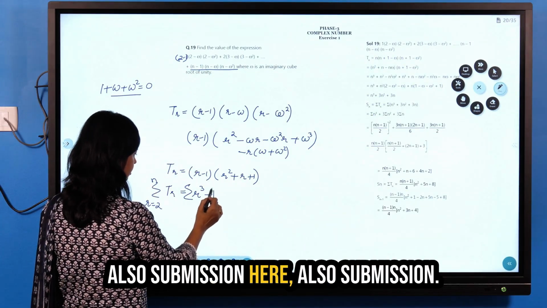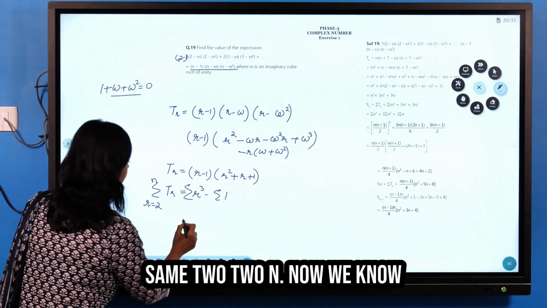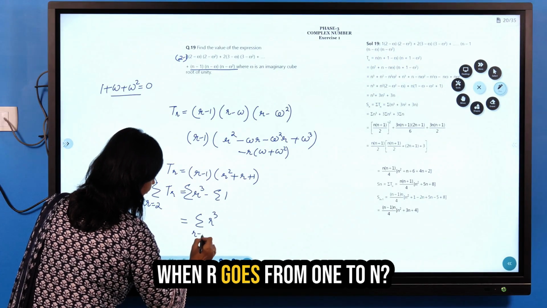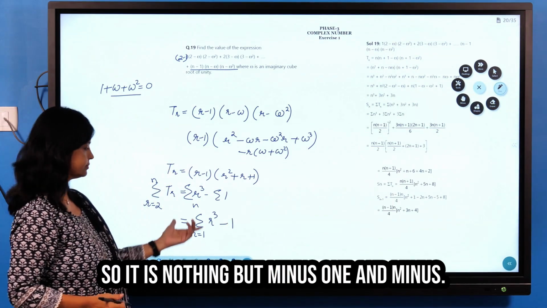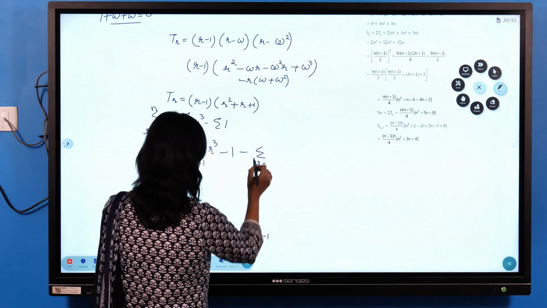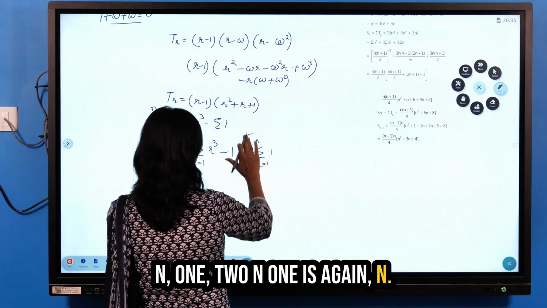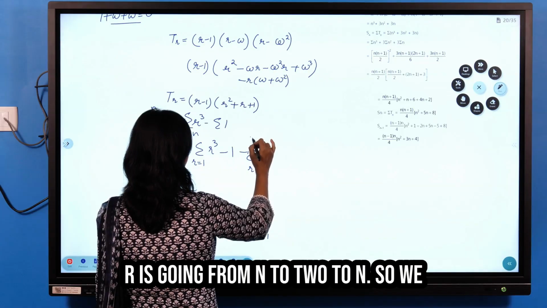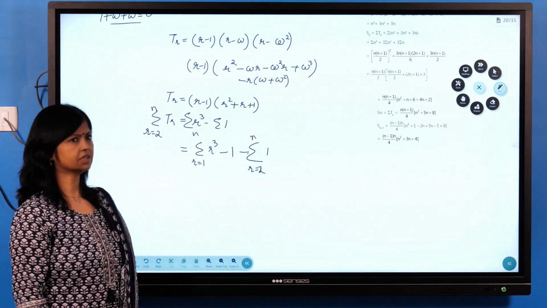Here also summation, the same, 2 to n. Now we know the value of the summation of r cube when r goes from 1 to n, so it is that minus 1. And minus the summation of 1, where r goes from 2 to n, so that is n minus 1. Let's not complicate this: r is going from 2 to n, so this is equal to n plus 1 minus 1.